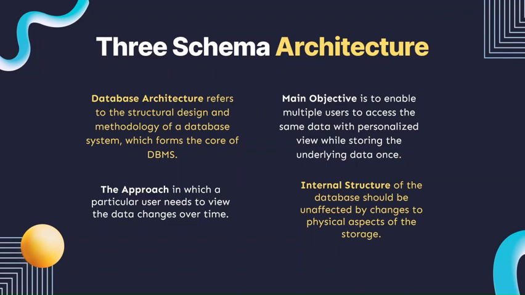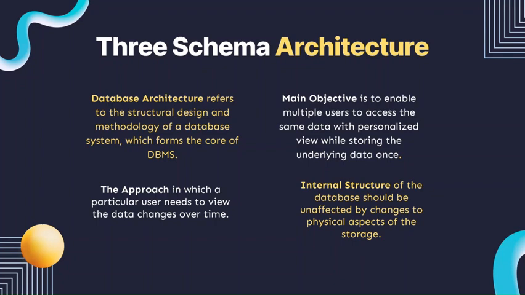The main objective of three schema architecture is to enable multiple users to access the same data with a personalized view while storing the underlying data once. That is, if we are storing something in the database, we specify everything, the data types and all that, just once, and there will be multiple users accessing the data according to their needs or desires. That is a personalized, customized view.